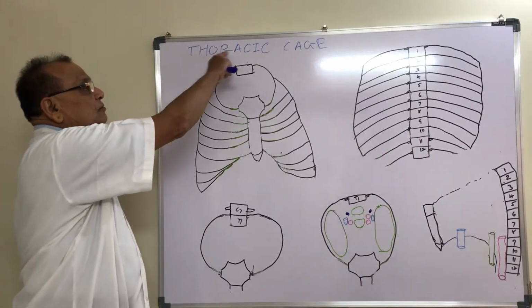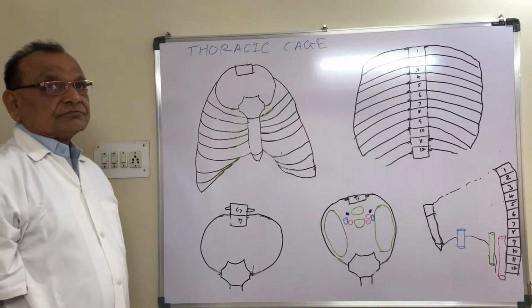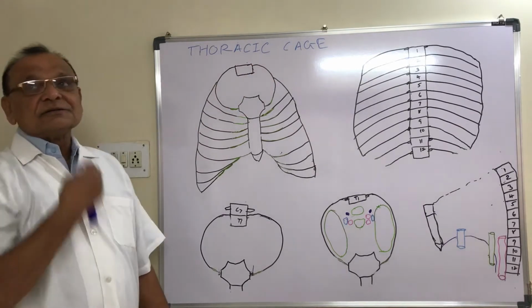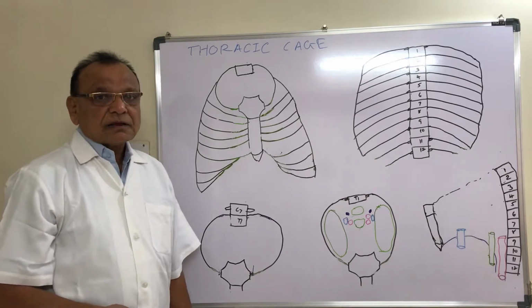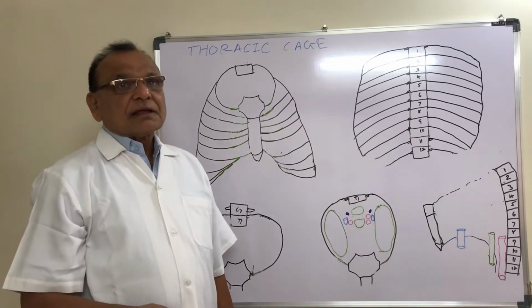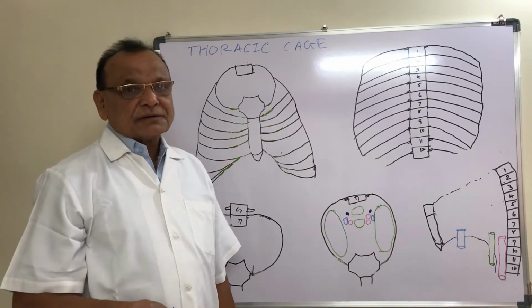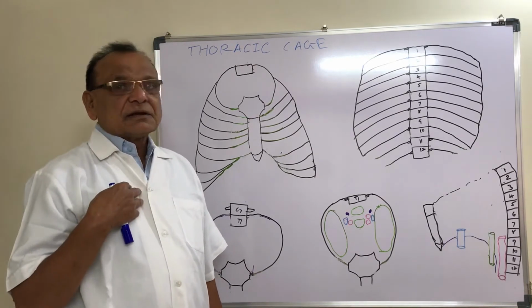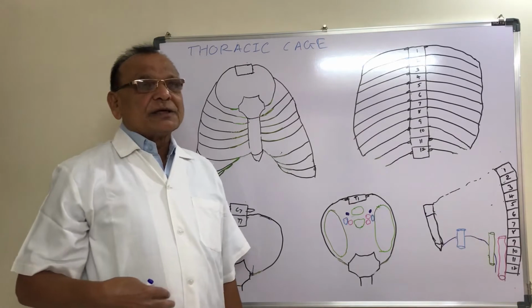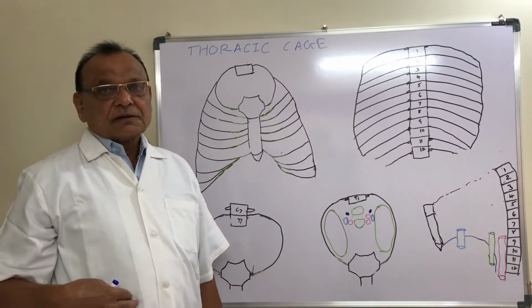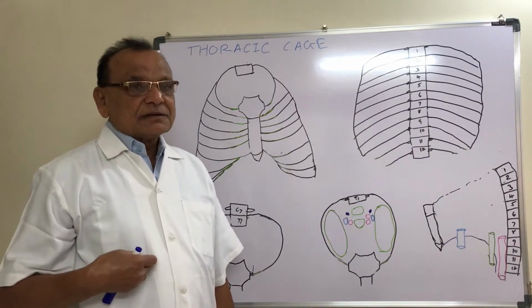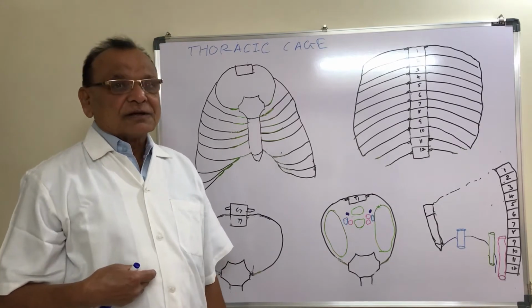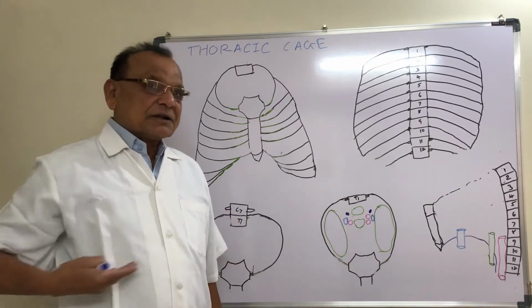Today's topic is the thoracic cage. You know that this is the trunk of the body. The trunk of the body is formed by the thorax and abdomen. The upper part of the trunk is formed by the thorax and the lower part of the trunk is formed by the abdomen. Thorax and abdomen are separated from one another by means of a transverse partition.